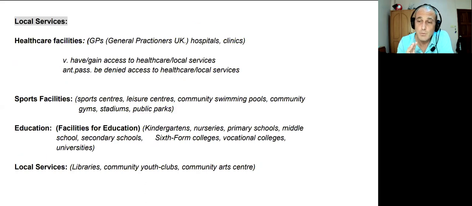When talking about a city, we want to talk about the local services that the local government provides to its inhabitants, to its local residents. And of course, one big local service that concerns everyone is healthcare. And in many cities, that will be in the form of hospitals. So regardless of the illness, people will go to the hospital in order to receive treatment from a doctor.